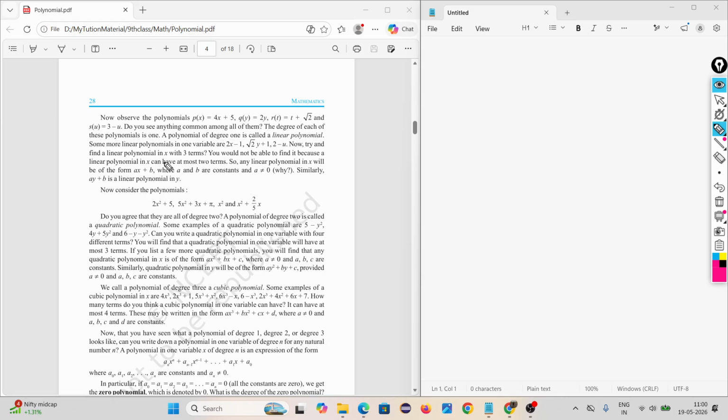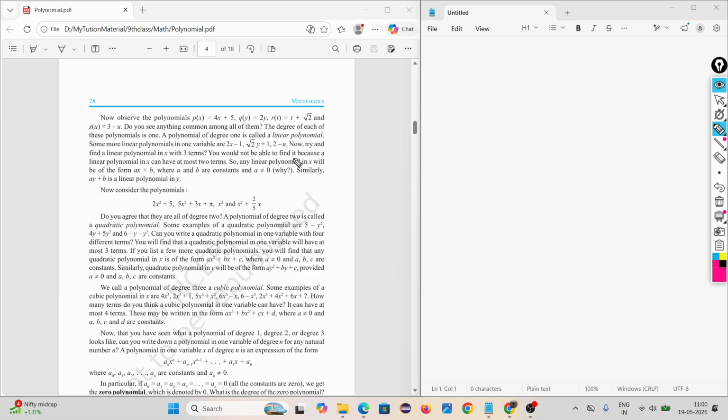Now try to find a linear polynomial in x with 3 terms. Your book is telling you to find a linear polynomial with 3 terms. Something like 3x + 4y. It is a linear equation. So a linear polynomial in 3 terms.